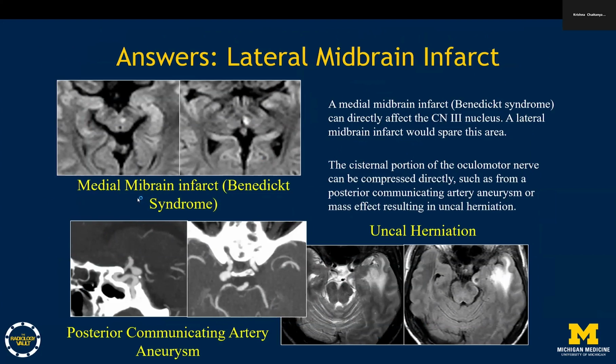The reason is that a medial midbrain infarct would affect the oculomotor pathway. Here in this case, it affects the nerve 3 nucleus directly. A lateral infarct spares this area. Other possibilities are the cisternal portion being compressed by a large posterior communicating artery aneurysm. And then you can have edema or mass effect causing uncal herniation and compressing the cranial nerve 3, which is seen normally on the right and then not seen on the left. So that's another cause of nerve 3 palsy.